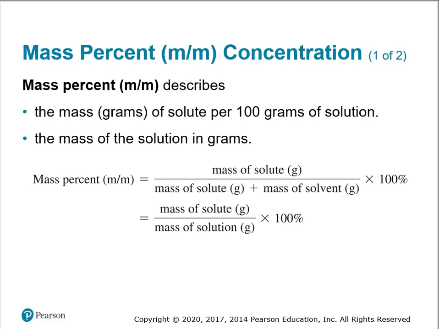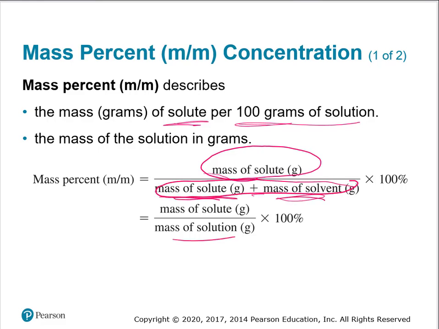If we look more specifically at mass percent and what it describes, we look at the mass in grams of solute per 100 grams of solution. And notice that we take the mass of the solute in grams divided by the mass of the solute plus the mass of the solvent. So it's the whole solution we need. It's like saying the part divided by the whole.